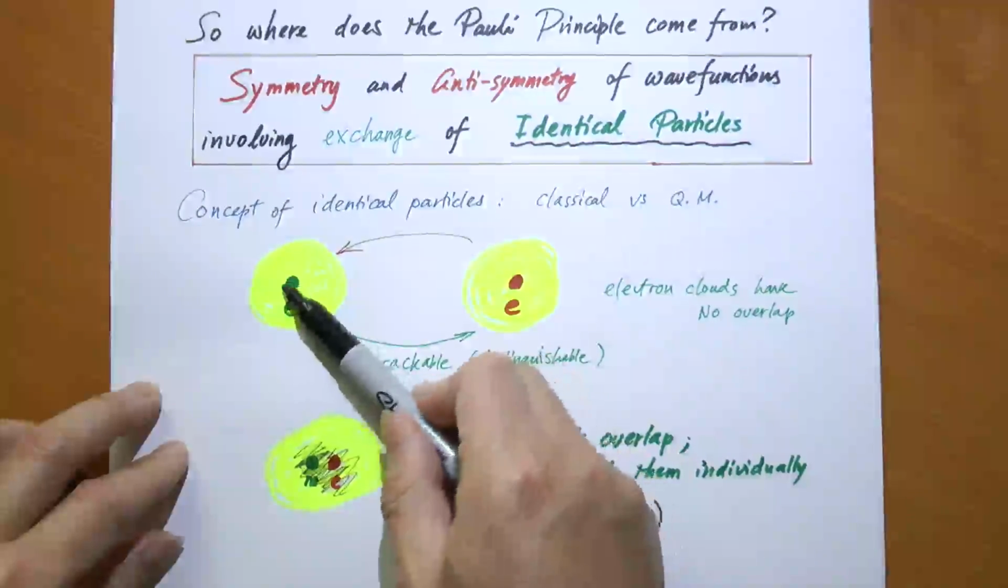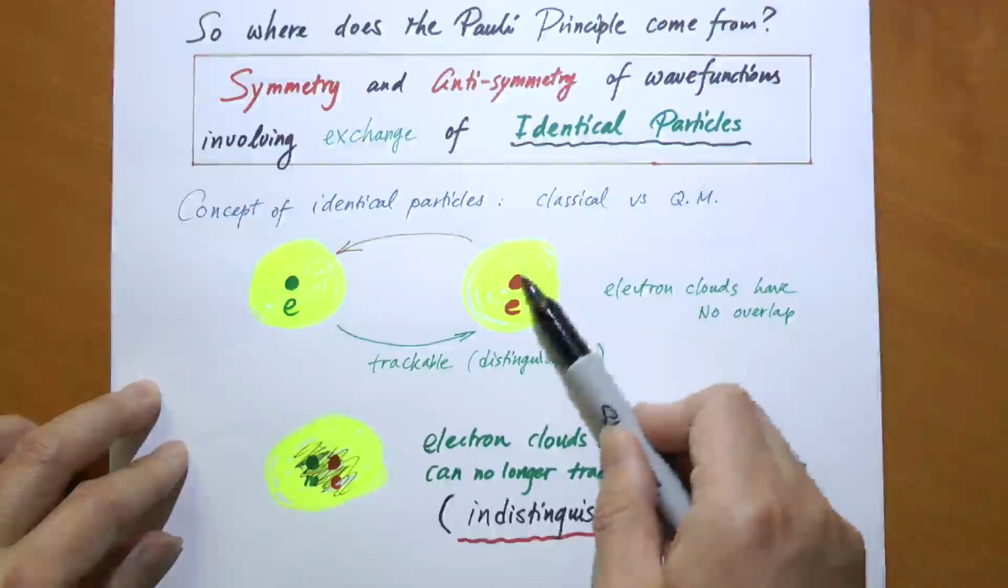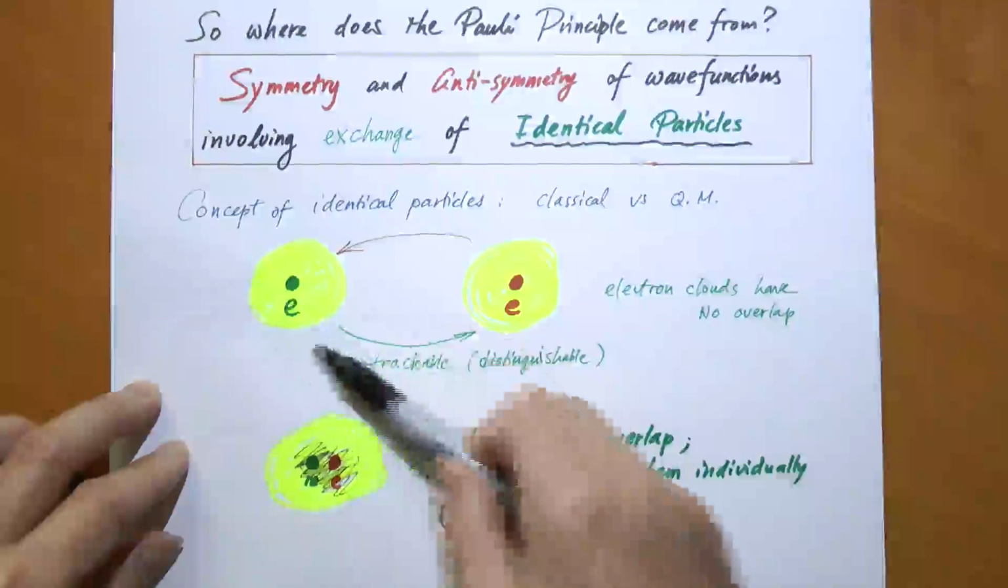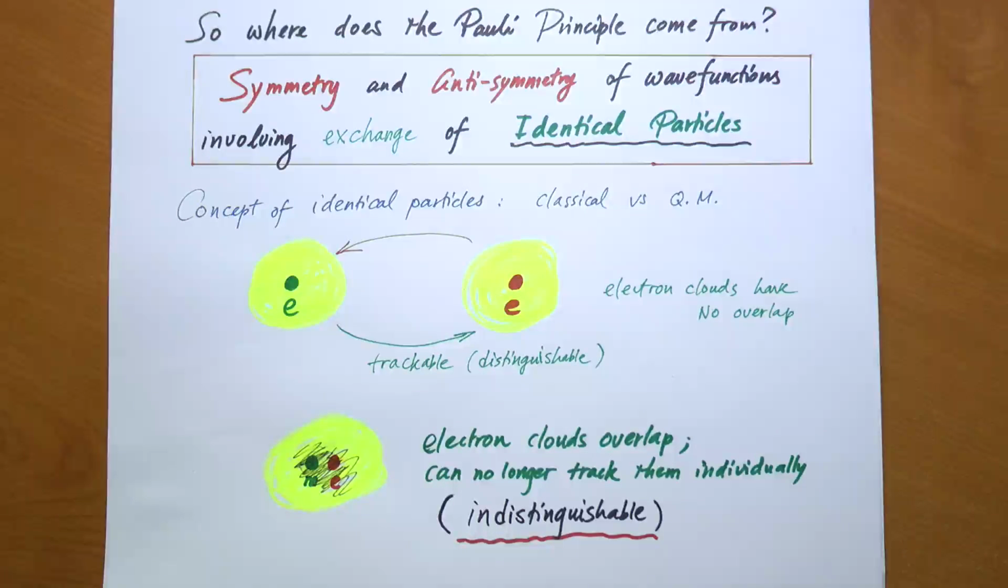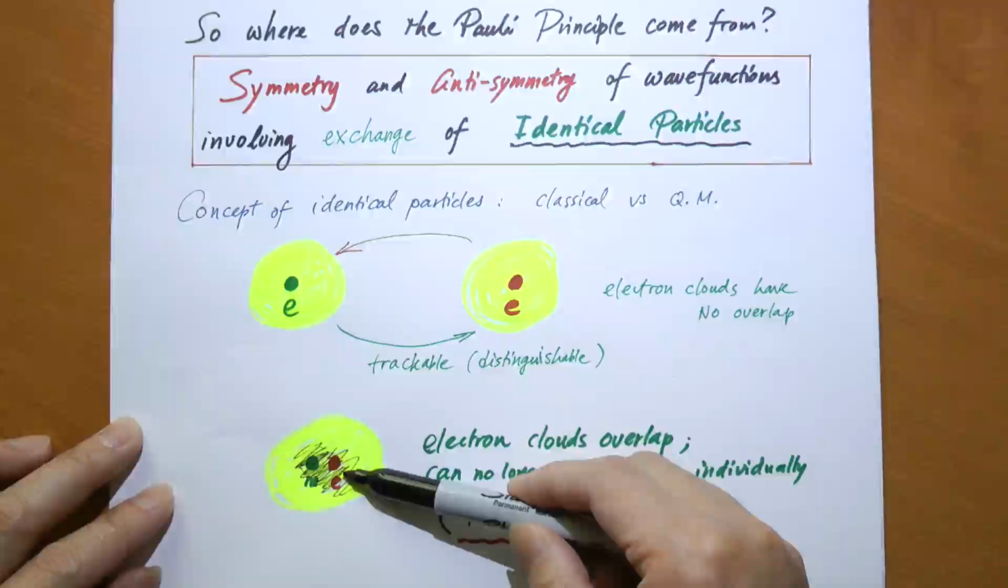Okay, this guy initially was here, this guy initially was there, and now I can follow them. This guy moves here, this guy moves there. So in this case, I may still be able to distinguish them because they are pretty far from each other, no overlap of electron cloud. However, things get more interesting as we deal with electrons that are close by, say two electrons in the same atom, and their electron clouds overlap.